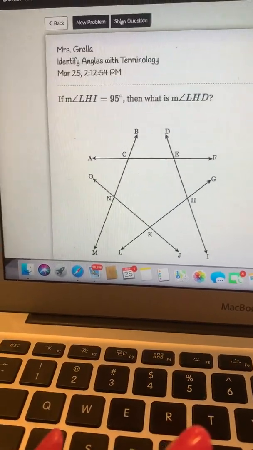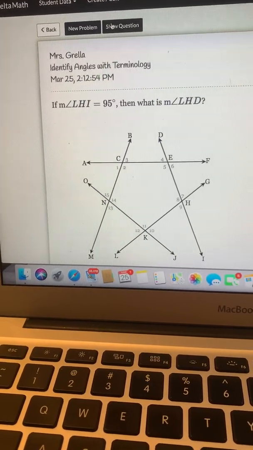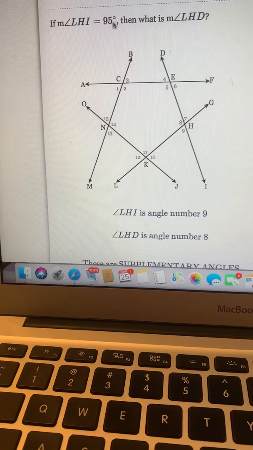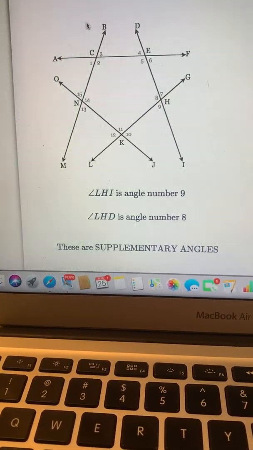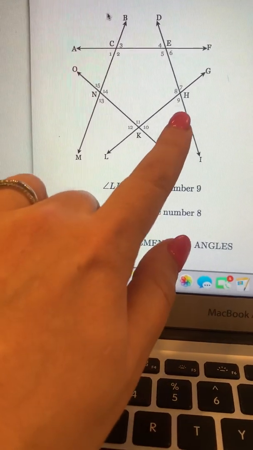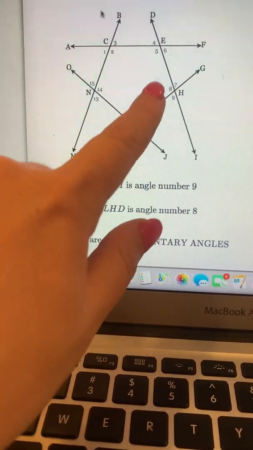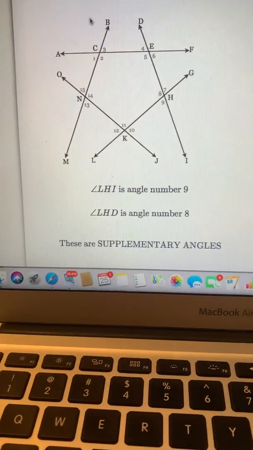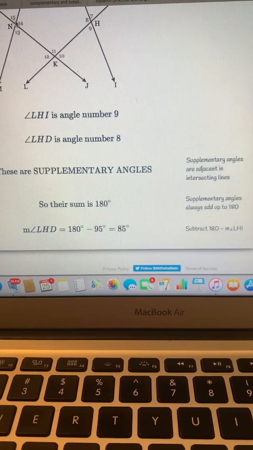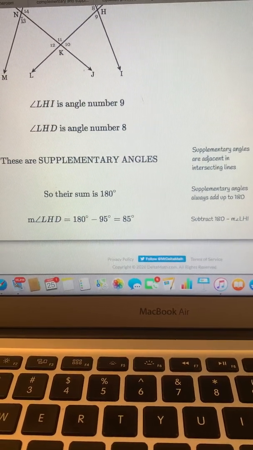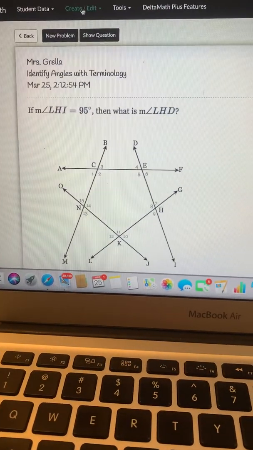And let's see what it says for show solution, if it shows us anything more detailed. Oh yeah, it kind of gives you the numbers. LHI would be angle 9, which we said over here is that one. LHD is angle number 8, which is this one. So those are supplementary angles. They form a straight line and their sum is 180. So if you subtract from 180, you would get the answer of 85. That's your solution for that one.